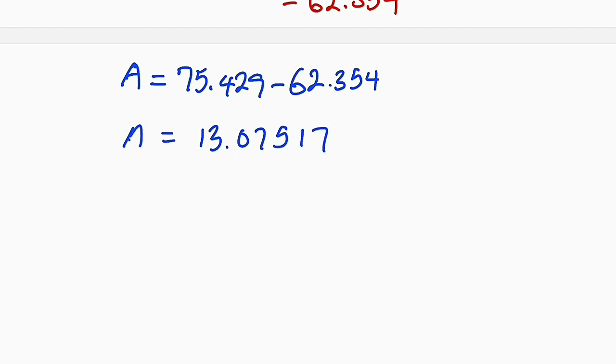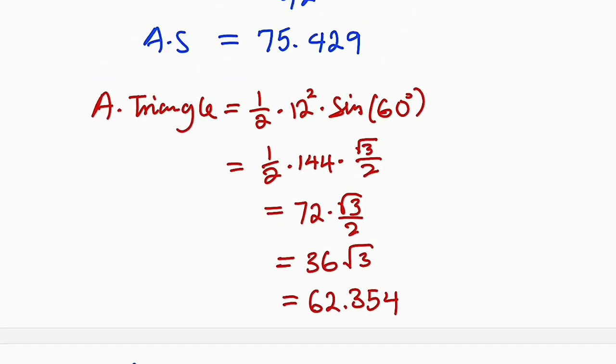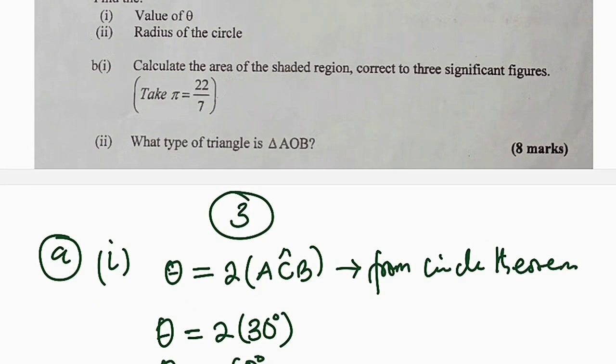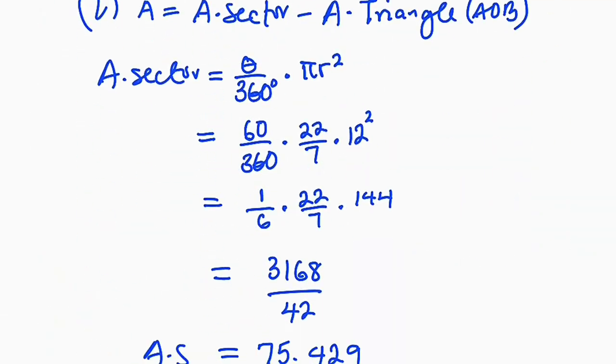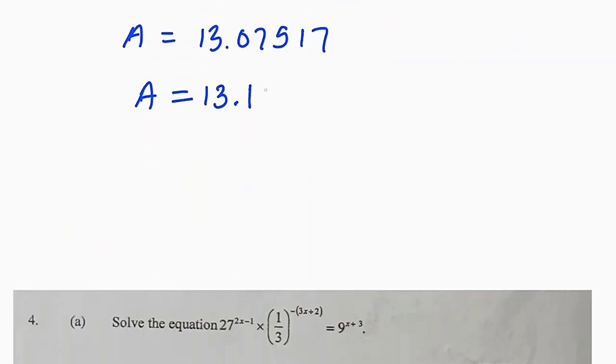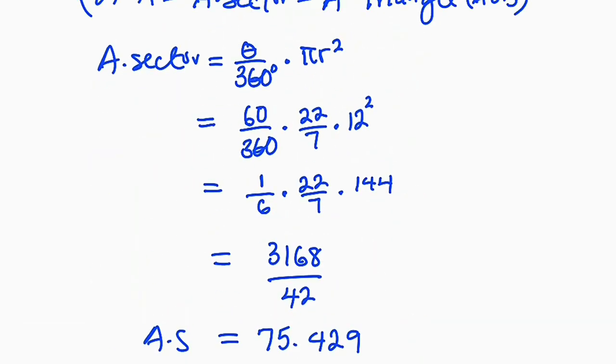13.07517. But remember, they said in 3 significant figures. So in 3 significant figures, it will be what? 13.1. So this is the area. What is the unit? Is this centimeter? Yeah, centimeter squared. So we are done with this question.